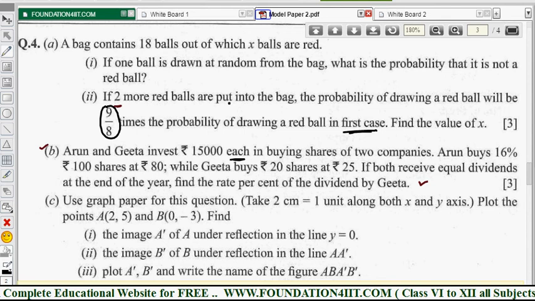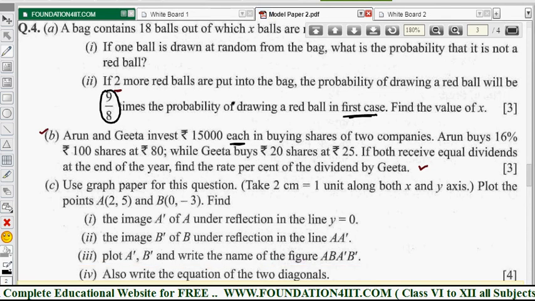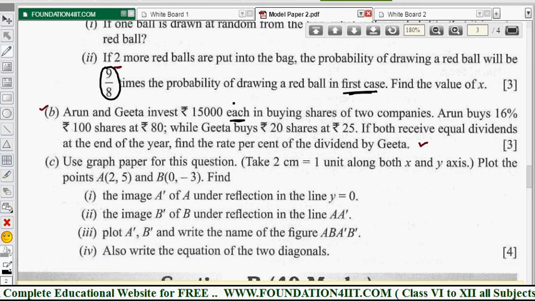Next. See the question number 4C. So use the graph paper for this question. Take 2 centimeters is equal to 1 unit along both the x and y axis. Plot the points first. Then image A dash of A under reflection in the line y is equal to 0. Image B dash of B under reflection in the line A dash. So let's draw this. The points are 2 comma 5 and 0 comma minus 3. So we need to plot these points.